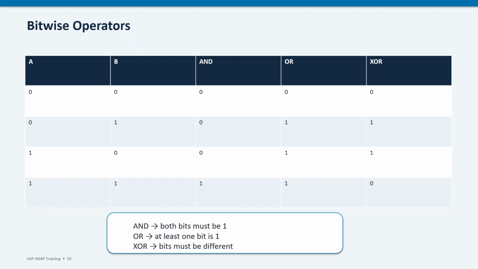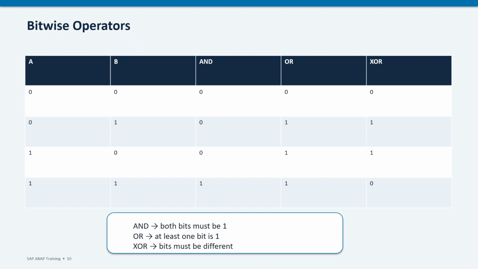And here you can see it in tabular form. If both are 0, the AND condition is 0. The only way it is true is if a is true and b is true, meaning 1. Only when both are true is the AND condition true, and in all remaining cases it will be false, 0.